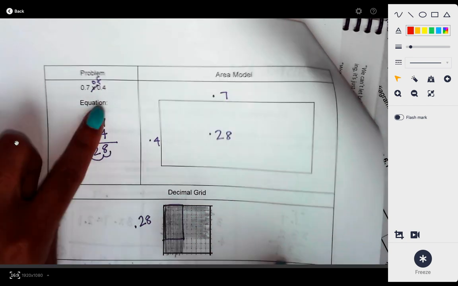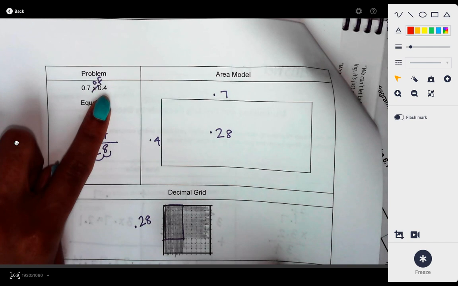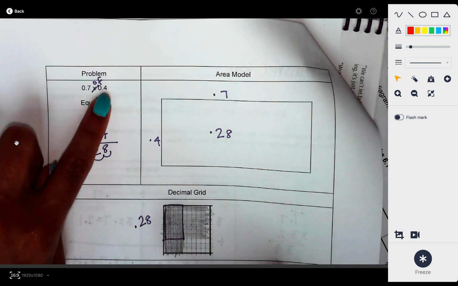So one takeaway that they should know is that when you're multiplying a decimal by a decimal less than 1, we can think of it as "of" this amount. It's always going to be smaller than that decimal.